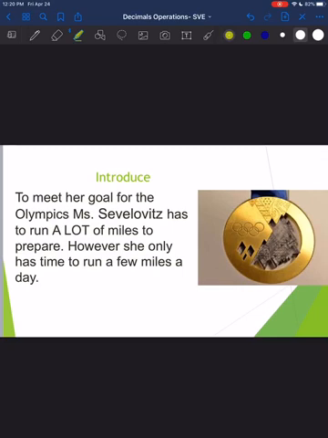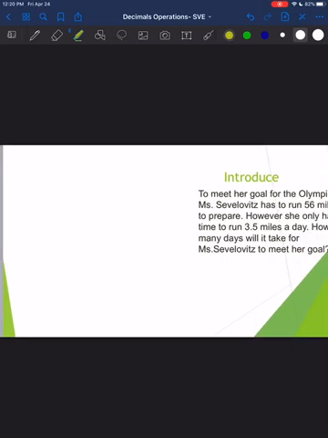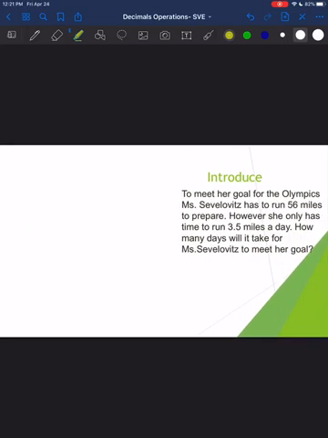In this particular lesson, we're going to be looking at Miss Savelovitz trying to meet her goal for the Olympics. She wants to run a lot of miles, but she doesn't have a lot of time each day to do it. So we're going to look at how many miles she can run and how much time she has to run it. To meet her goal for the Olympics, Miss Savelovitz has to run 56 miles to prepare. However, she only has time to run 3.5 miles a day. How many days will it take for Miss Savelovitz to meet her goal?